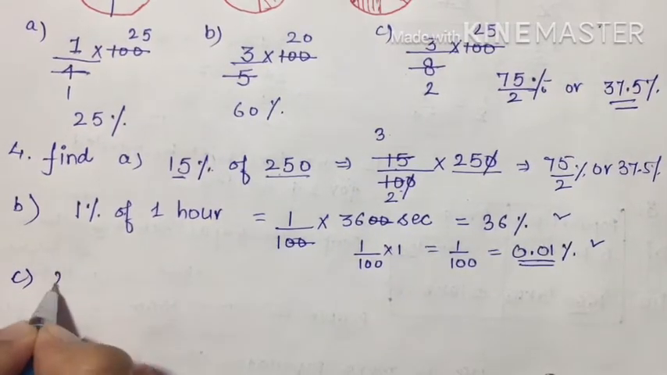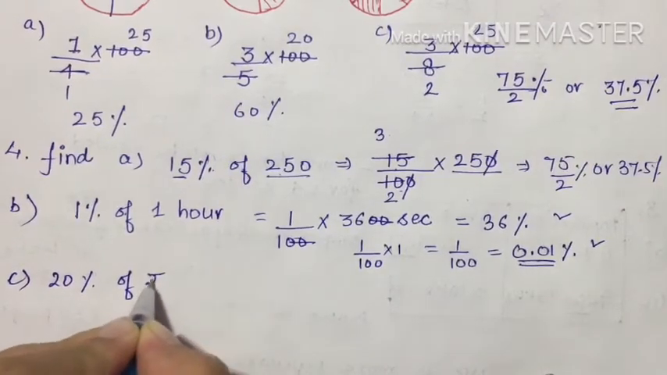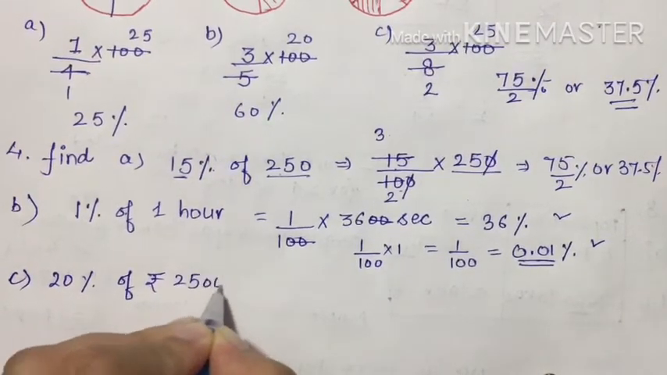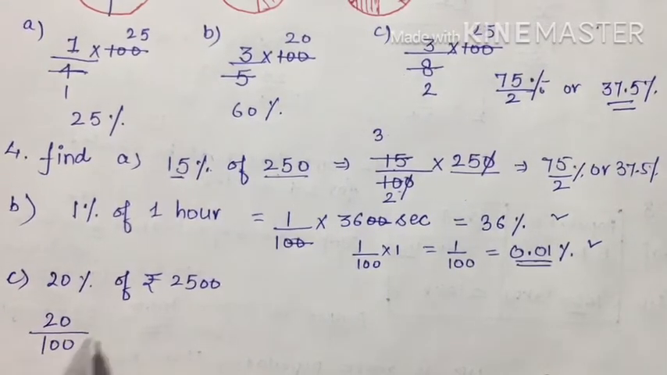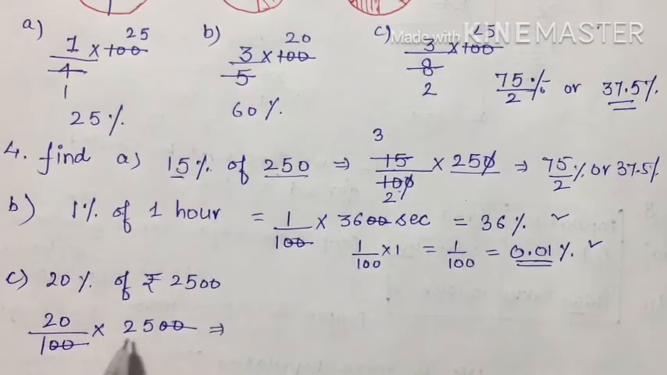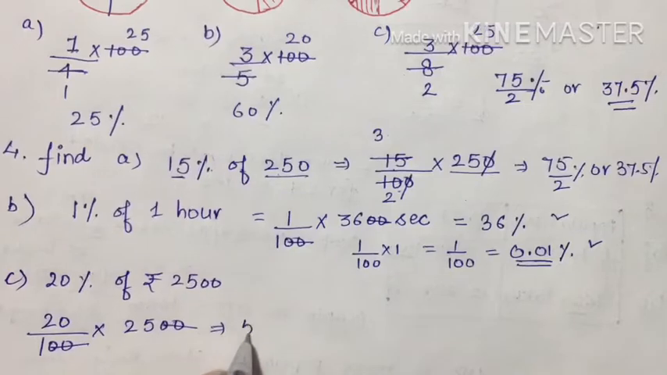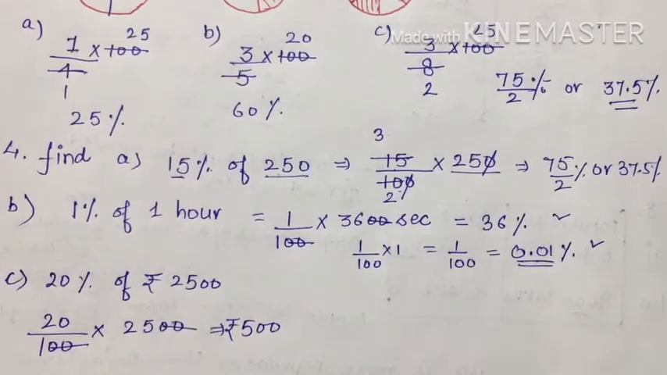Now next part of it, 20% of rupees 2500. Same way, 20 means 20 percentage, 100 will become denominator, of means multiply, and 2500 will remain the same. Now we can cancel them, and after cancelling we can multiply the numerator. It will be rupees 500. Okay, it will be rupees 500.